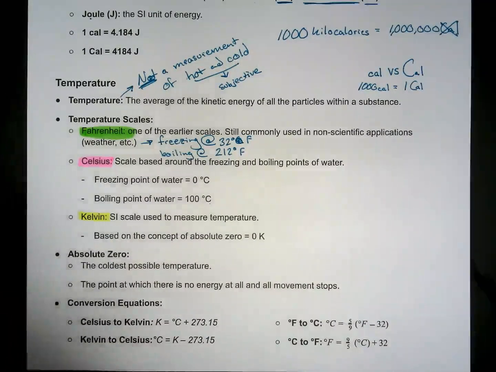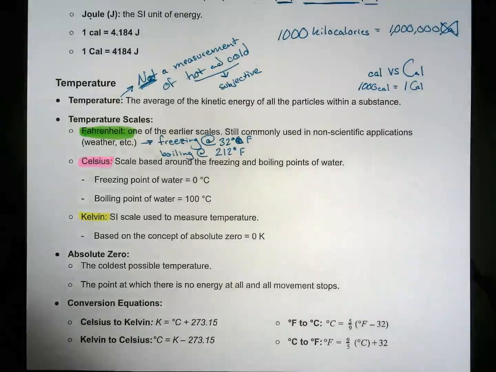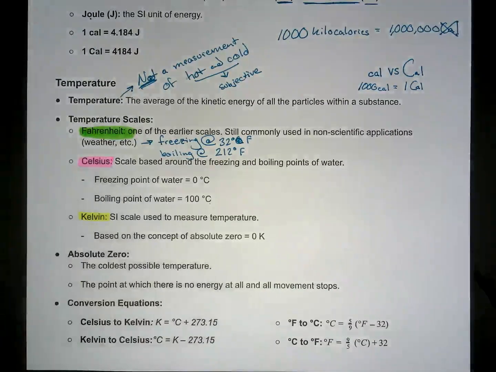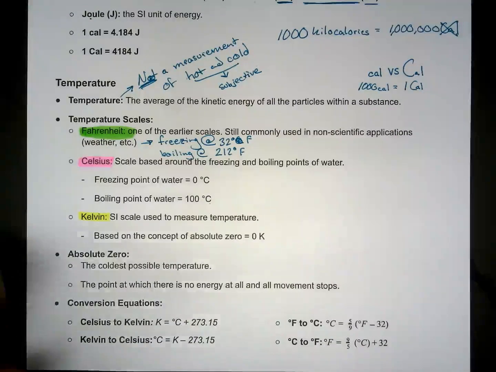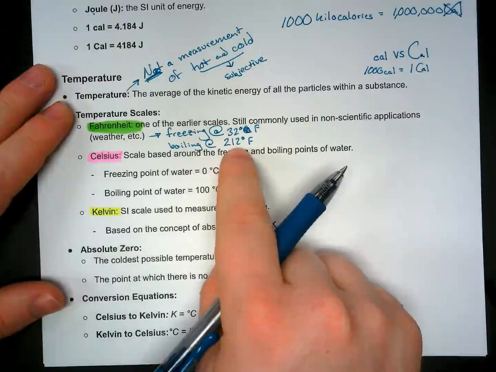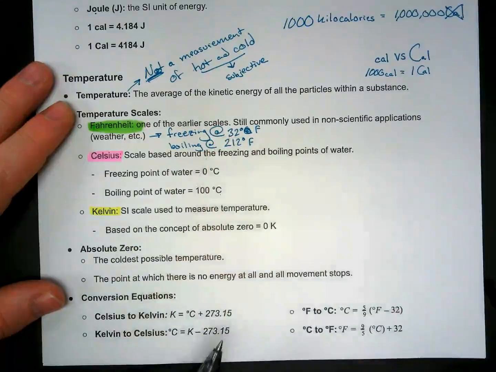Hey, Google, what's the boiling point of water in Fahrenheit? 212 degrees Fahrenheit. Dang, boy. So yeah, I guess I should know that. I'm a science teacher. But anyway, the boiling point of water is 212 Fahrenheit. Freezing is at 32 degrees Fahrenheit.